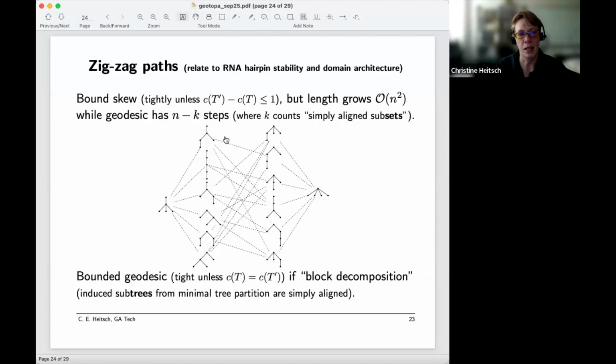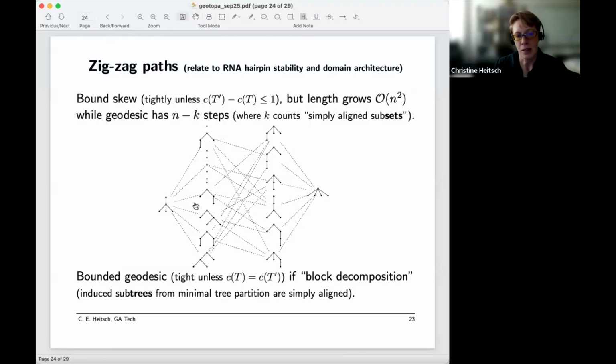So I claim that these relate to RNA hairpin stability and domain architecture. That is because of the minimal paths: first you find a hairpin that exists in your target tree, that exists in T prime but not in T. Then for those edges, you're guaranteed to be able to operate on them. And so you fix the hairpin. Then you can work your way out from the hairpins, fixing the edges as you go, so that you can move between the trees. And that's how you get that the geodesic has n minus k steps.